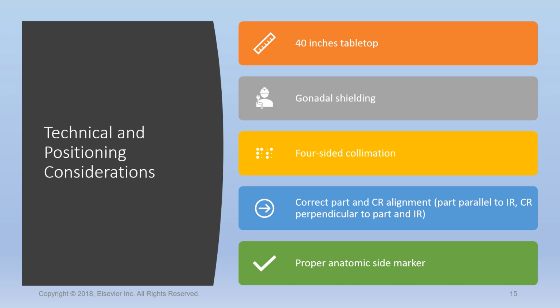Ideally, you're going to have four-sided collimation, just like we did with the upper extremity. You always want the correct part and central ray alignment, and ideally the part is parallel to the IR, and your central ray is perpendicular to both the part and the image receptor. And as always, you want a proper anatomic side marker placed prior to exposure. Annotating is not acceptable in any way, shape, or form.